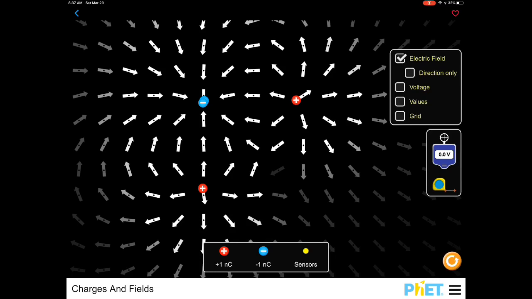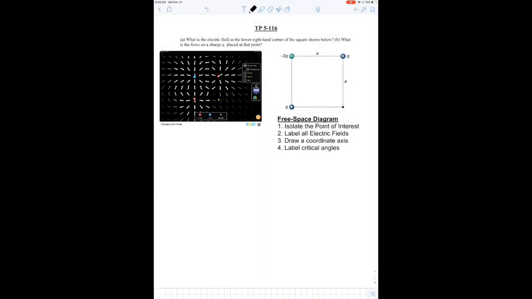The problem asks, what's the electric field at the lower right-hand corner of the square shown below? That's at this point P, where this yellow dot is. What is the electric field that this point experiences? There's no charge there. We just want to know how much electric field you could measure at this particular point of the square. So I've utilized the PhET simulation to help give us a nice visual, and then I'm going to draw that free space diagram sketch. All right, let's go, physics fans.